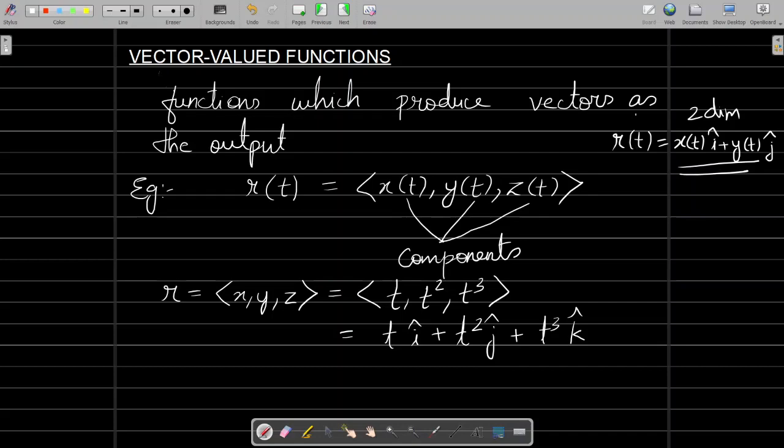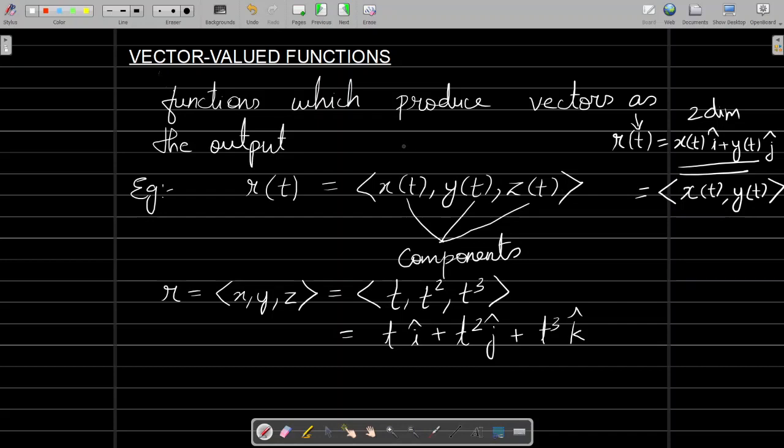Now the input variable is t. So this representation, if you write it in bracket notation, will be x of t comma y of t using these brackets. You can associate this with the parametric notation also. You see, all the coordinates are defined using a single variable t. So it is similar to the parametric equations that you have already studied.